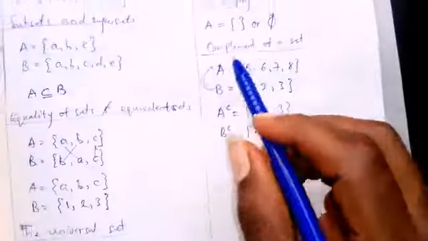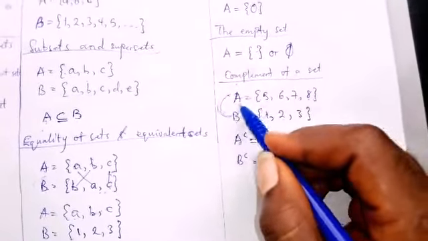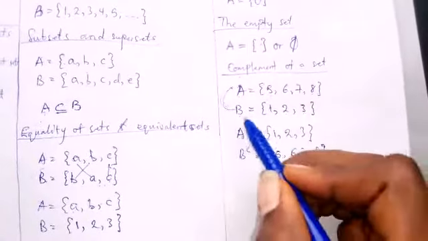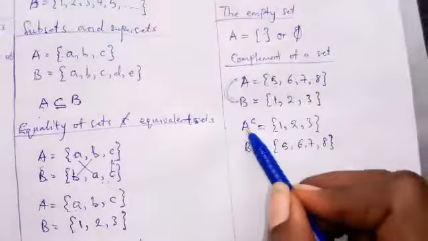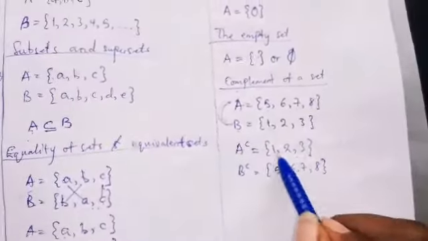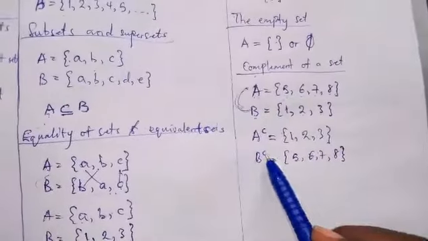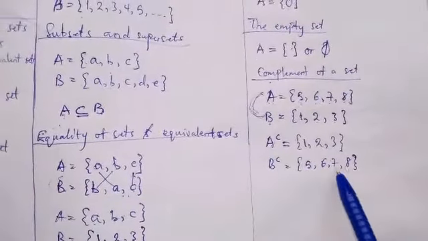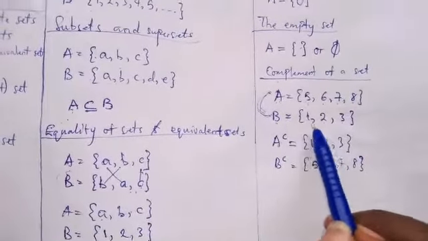Now if we have a complement of a set, assuming a set 5, 6, 7, 8, then another set 1, 2, 3. The complement of A will be 1, 2, 3 because 1, 2, 3 is not in A, and the complement of B will be 5, 6, 7, 8 because 5, 6, 7, 8 are not in B.